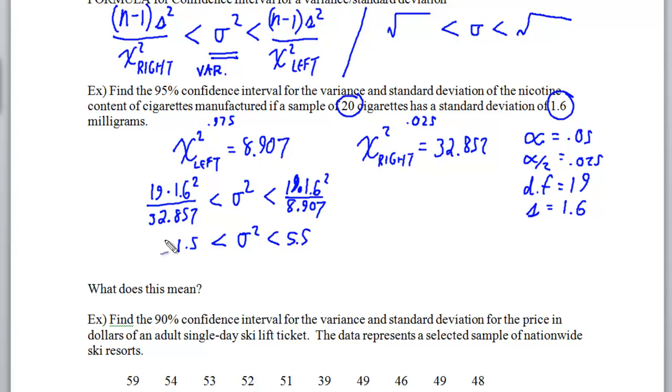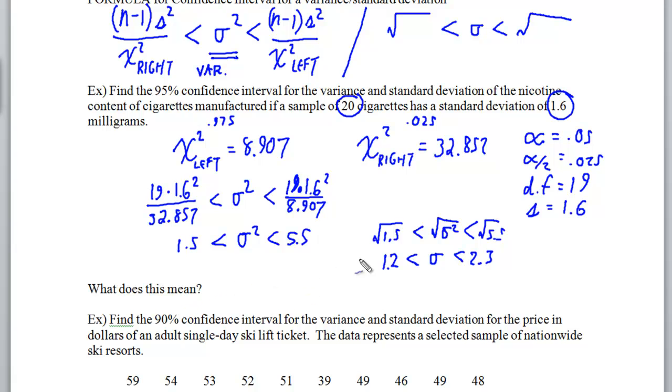I'm going to take the square root of this whole thing, and by taking the square root, I get my standard deviation. So I'm going to show you this is 1.5, which is less than the square root of the variance, which will give me standard deviation, which will be less than the square root of 5.5. So this tells me my standard deviation of those cigarettes is going to be between 1.2 and 2.3.